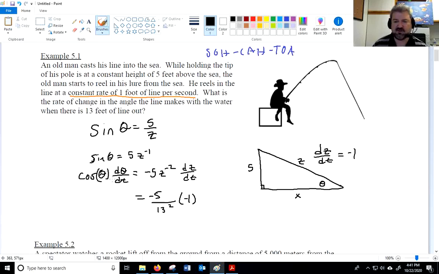But we really don't, because we're told that at the instance when there's 13 feet of line out. Well, let's take a look at that triangle in particular. So this is 5. When there's 13 feet of line out, again, we've got a Pythagorean triple. That's 5, 12, 13. Well, the cosine of theta at this moment is a ratio of side lengths. I may not know what the angle theta is, but I know the cosine of it is the ratio 12 over 13. So that's the cosine of theta right there.